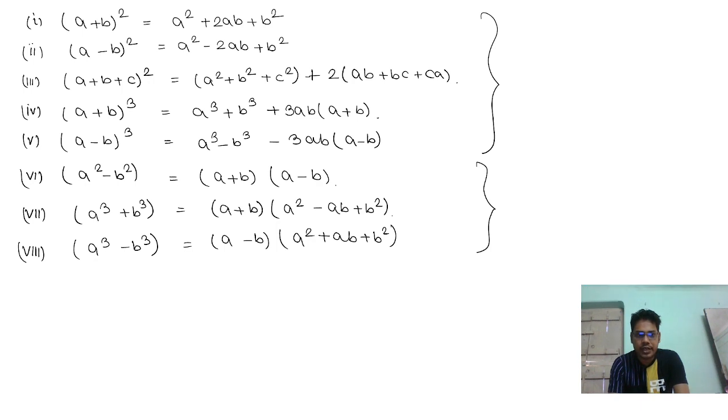Now sixth formula, a square minus b square, that is (a plus b) into (a minus b). Now seventh formula, that is a cube plus b cube, it is (a plus b) into (a square minus ab plus b square). Look at the sign, here is minus ab. Now the eighth formula is a cube minus b cube, that is (a minus b) into (a square plus ab plus b square). Okay, so these formulas are the most important formulas that you have to keep in mind forever.